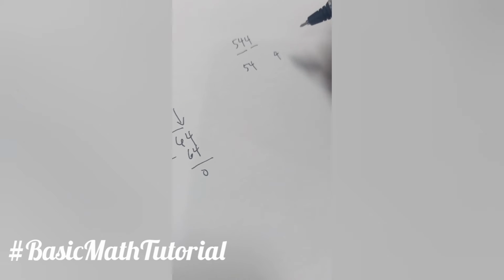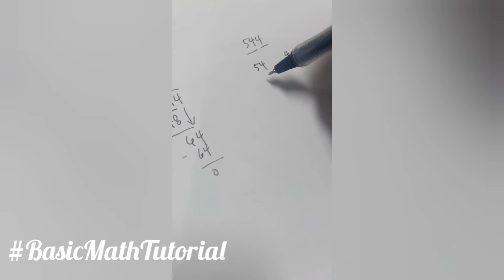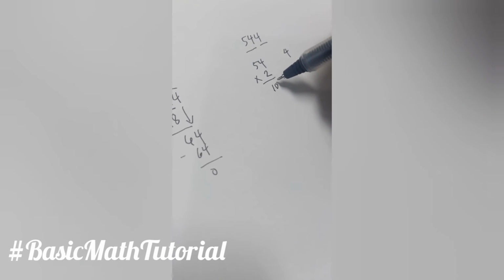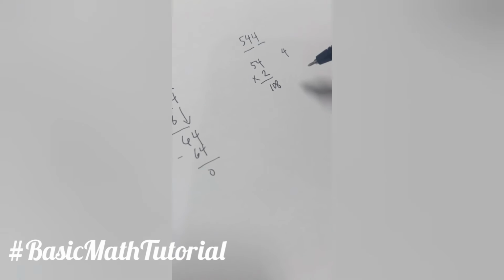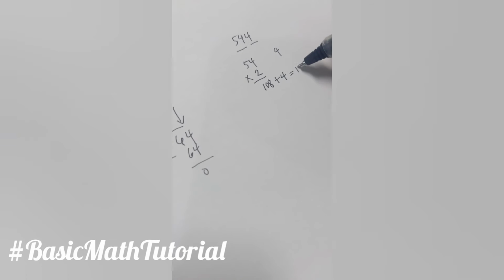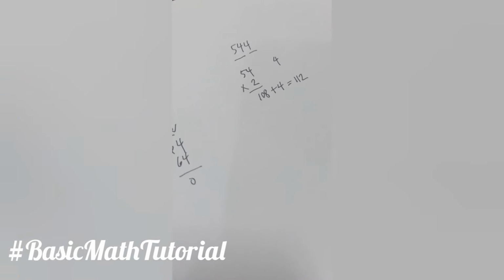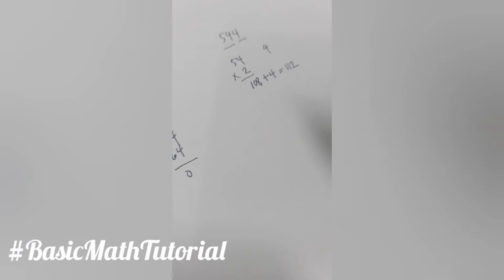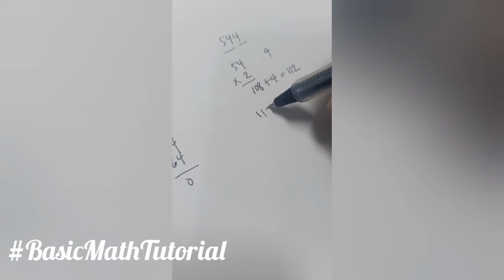Now, what we do with the tens and hundreds digit is to double this one. We have to multiply this by 2. So this will give us 108. Now, the result will be added to our 4. That means 112. So now, if we are not sure if 112 is indeed a multiple of 8, then we will repeat our process. 112.